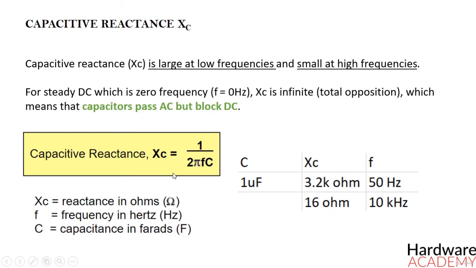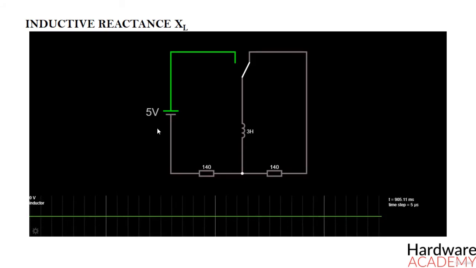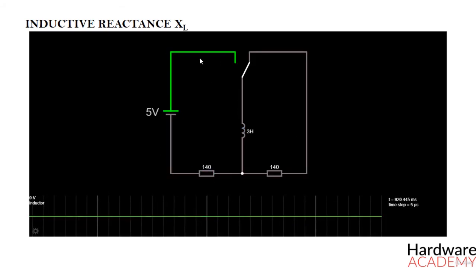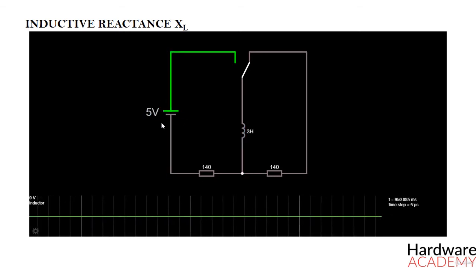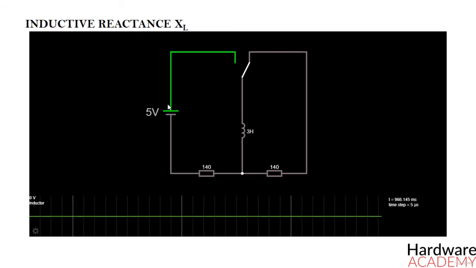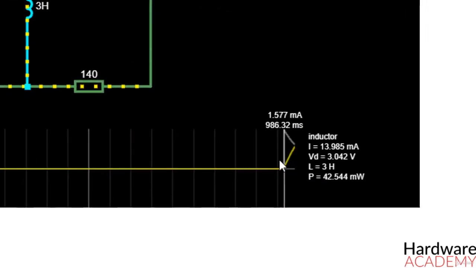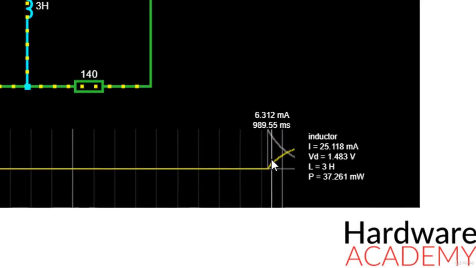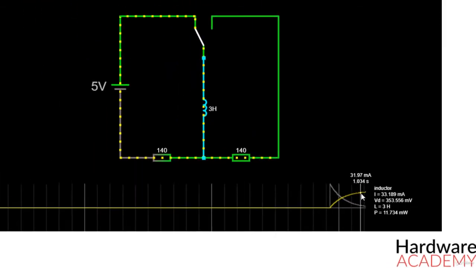Alright, let's move further and examine what inductive reactance is. So far we have looked at the behavior of inductors connected to DC supplies, and hopefully by now we know that when a DC voltage is applied across an inductor, the growth of the current through it is not instant, but is determined by the inductor's self-induced or back EMF value.